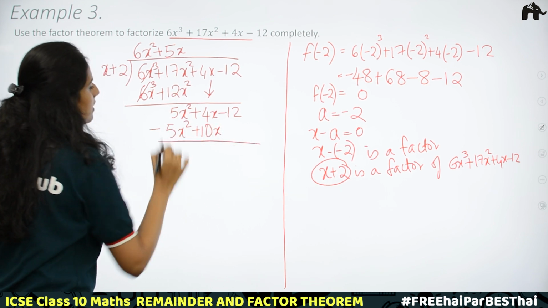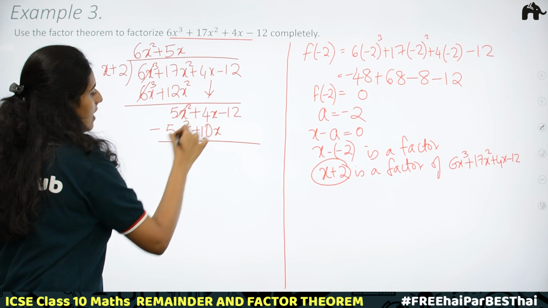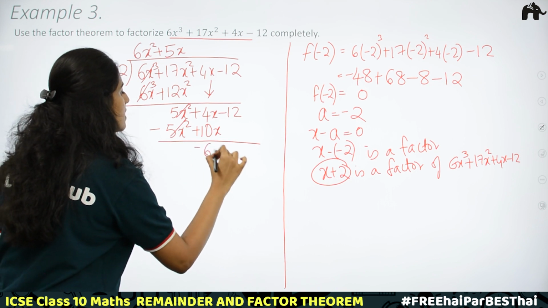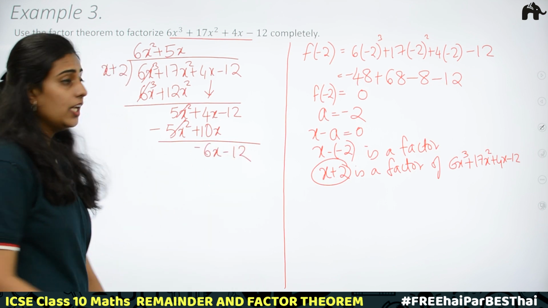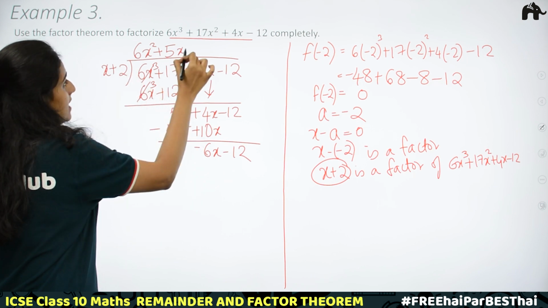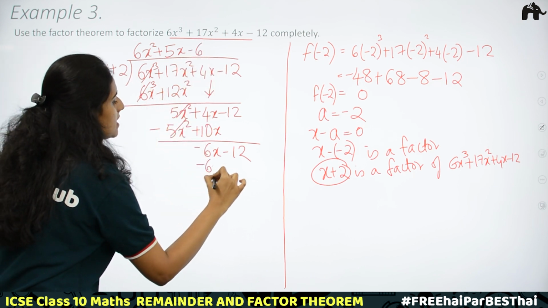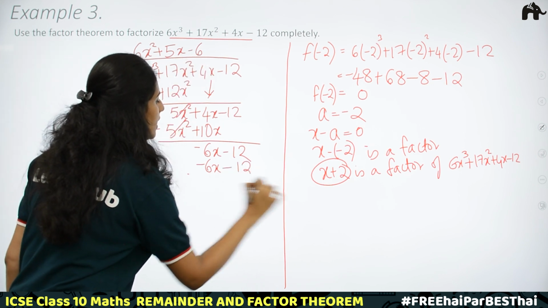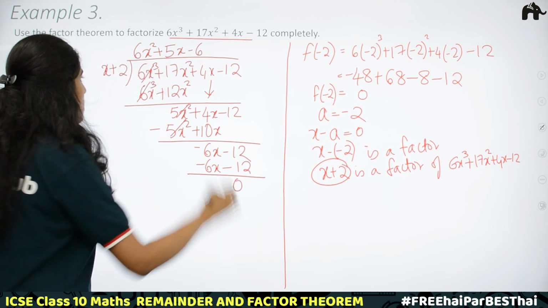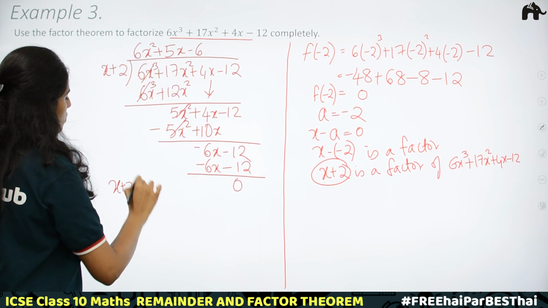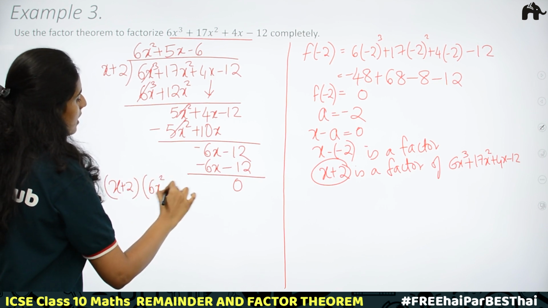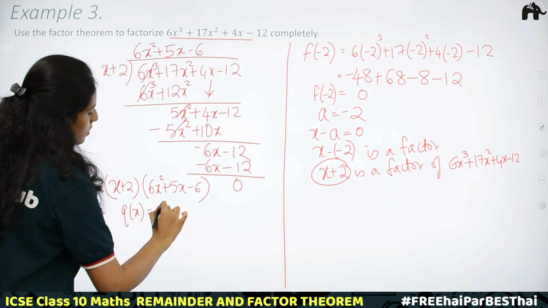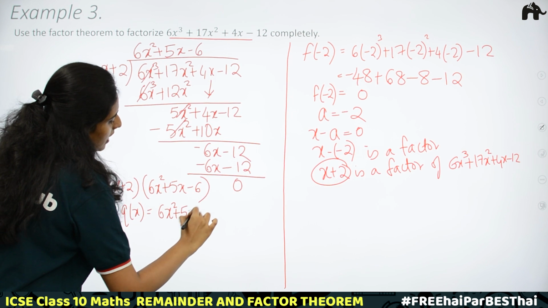5x into x is 5x square plus 5x into 2, 10x. On subtracting, what do we get? 5x square and 5x square can be removed. We have 4x minus 10x, that is minus 6x minus 12. Okay, to get minus 6x, we have to multiply x and minus 6. That is minus 6x minus 6 into 2, that is minus 12. On subtracting this, we will be getting 0 remainder. So, the factors are x plus 2 and 6x square plus 5x minus 6. Here, the quotient is q of x is equal to 6x square plus 5x minus 6.